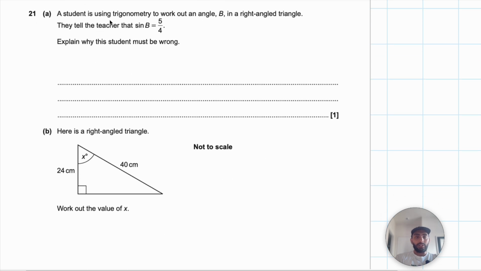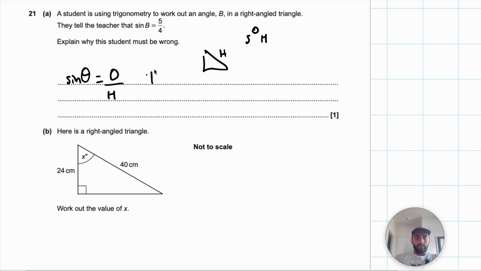Question 21. A student is using trig to work out an angle B in a right angle triangle. They tell the teacher that sine of B is equal to 5/4. What's the identity for sine? So it's SOHCAHTOA. So sine of theta is equal to the opposite over the hypotenuse. And if you think about a right angle triangle, the hypotenuse must always be the longest side. But here we can see the opposite is the longest side, which doesn't really make sense. This needs to be the largest number.